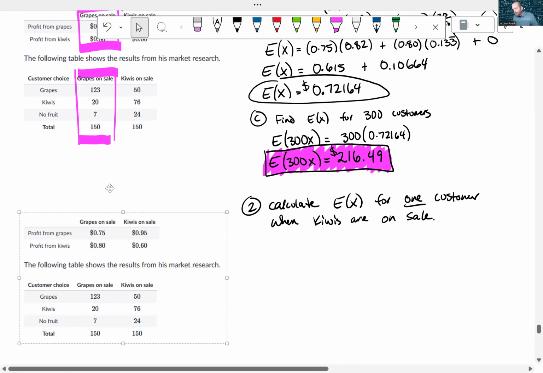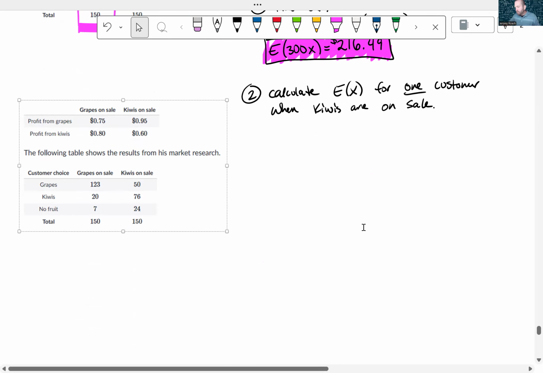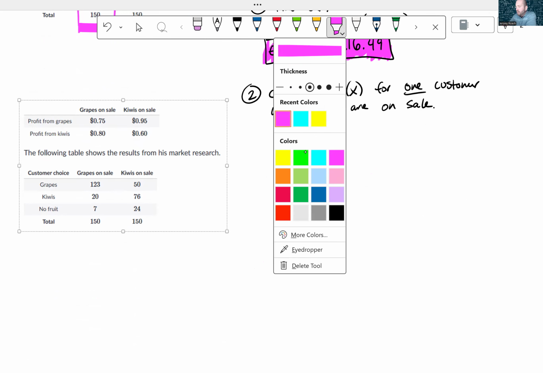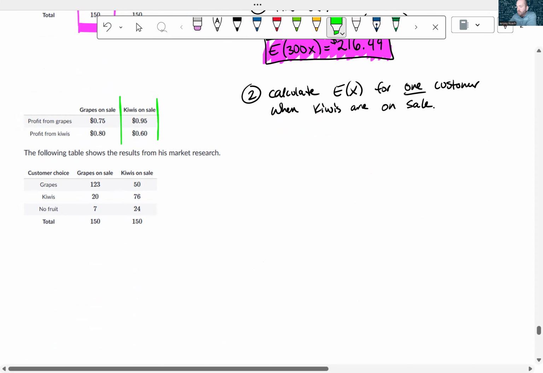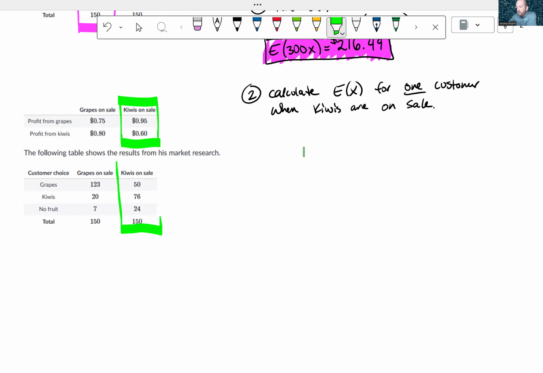Okay, all right. So that's all the data that we need for that actually. So that's good. Okay, so the probability that the customer chooses grapes, kiwis, or no fruit when kiwis are on sale. We're going to focus on these columns next. Okay, so the first thing we're going to do is find the probability. Let me just color code this too. Green for kiwis.